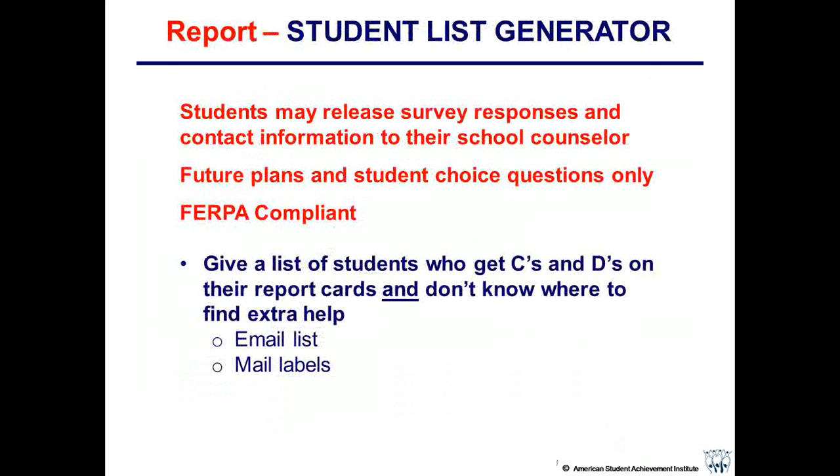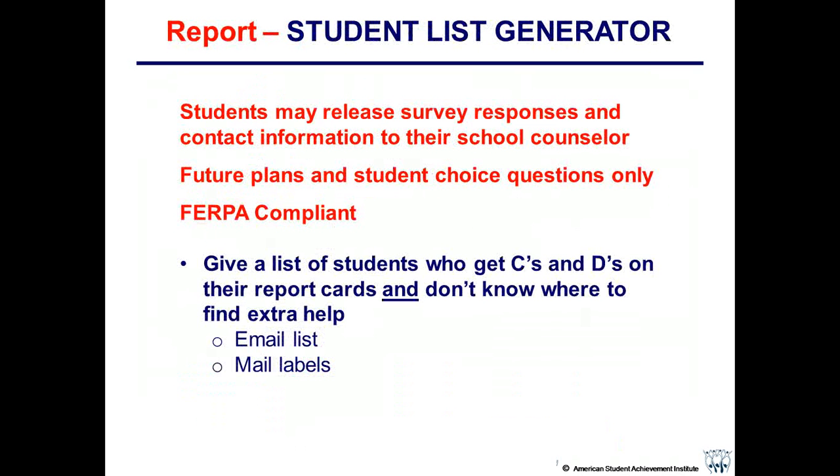So, for example, a counselor could go into the system and say, please give me a list of students who get C's and D's on their report cards and don't know where to find extra help. Or if their school improvement plan is focusing on Hispanic student achievement, they could go in and say, please give me a list of Hispanic students who get C's and D's on their report card and don't know where to find extra help. And then they can ask for an email list. And then how simple is it to just send an email out to all those kids and say, hey, on the RSC survey, you reported that you didn't know where to find extra help. Did you know that we provide tutoring and math on Mondays and Thursdays after school? So, lots and lots of different ways to use that information.